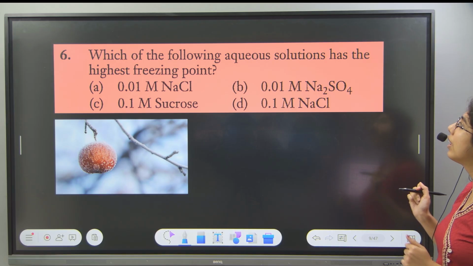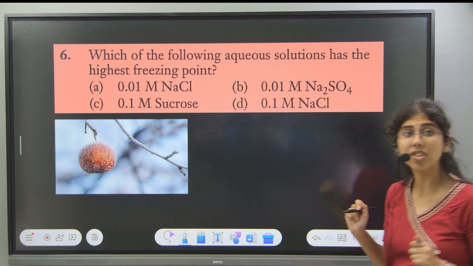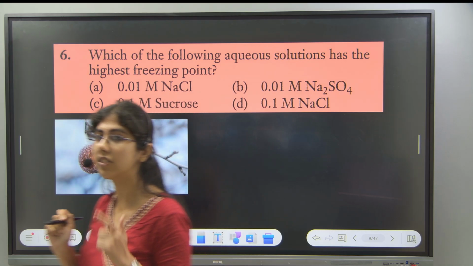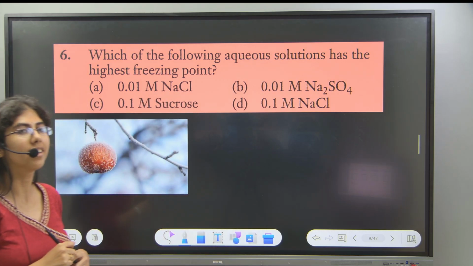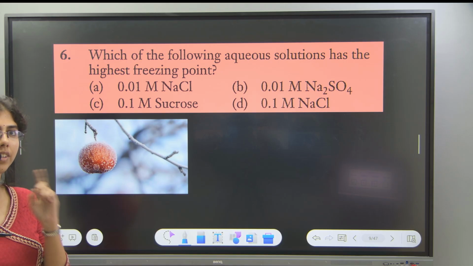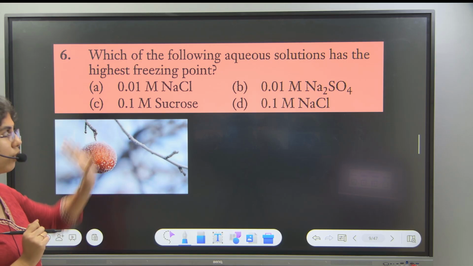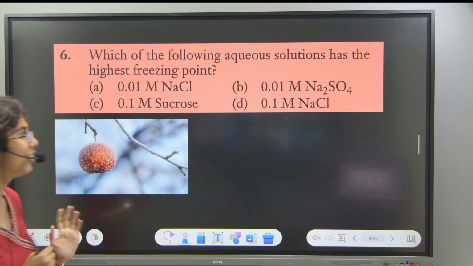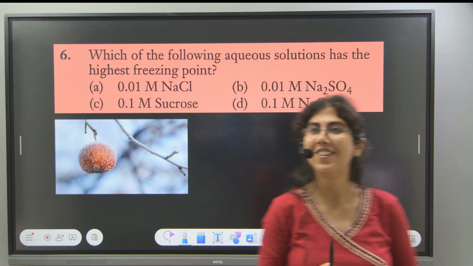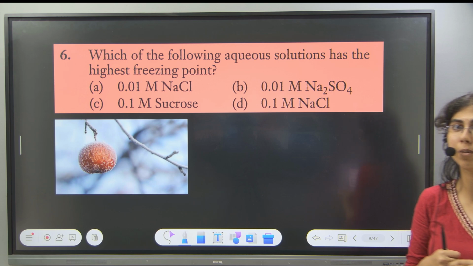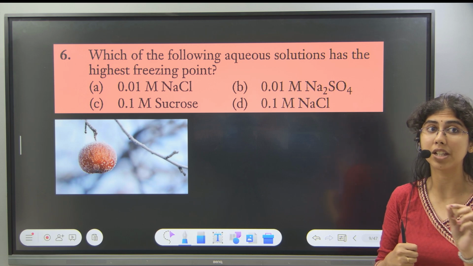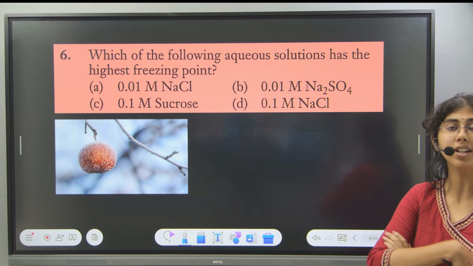Which of the following aqueous solutions has the highest freezing point? We discussed this kind of question, but there is a slight difference from what we discussed in the previous session, related to the same concept. Let's see who will answer this. High freezing point, not depression in freezing point.